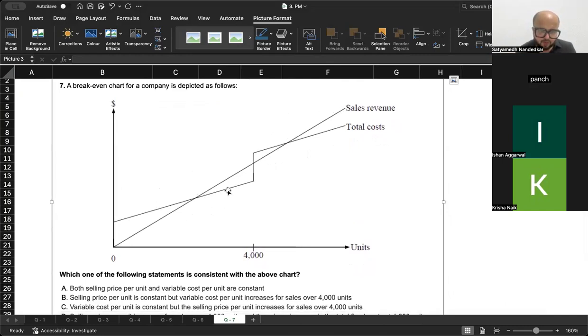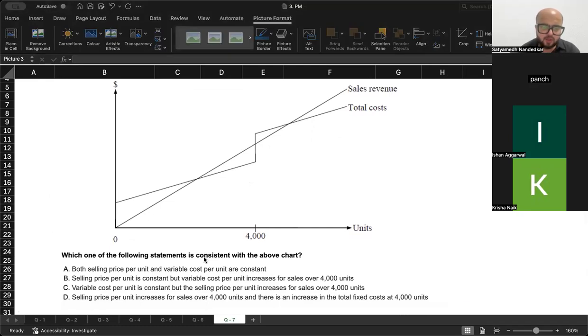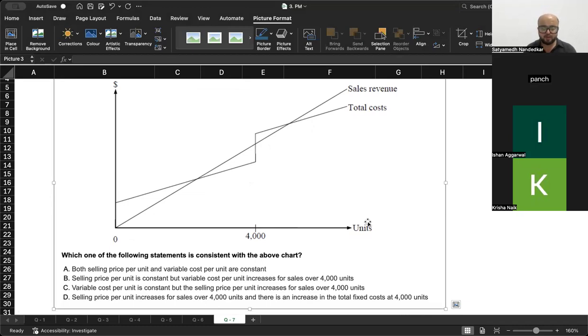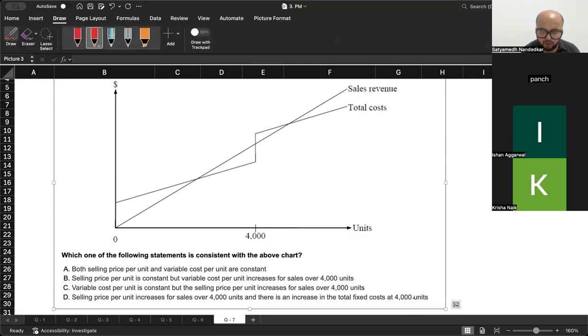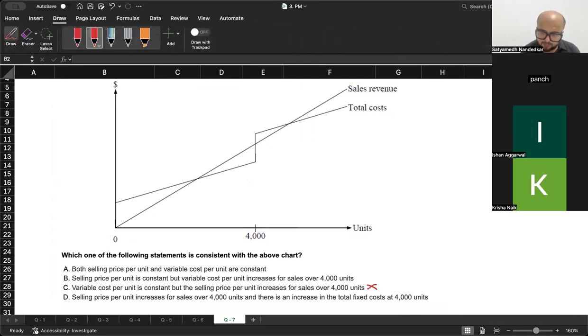Look, this is total cost till this point. Then there is a jump, and then again the total cost goes up. So we have to tell which of the following is true on the basis of the chart, right? Second option: selling price per unit is constant, variable cost per unit increases for sales over 4,000. Variable cost is constant, but selling price per unit increases. Selling price per unit does not increase at all. Selling price per unit remains the same.